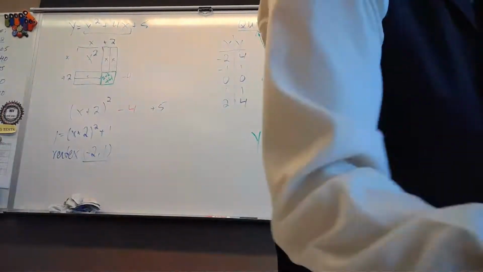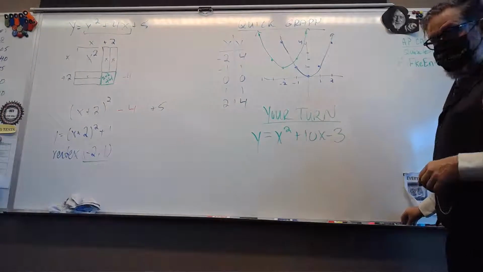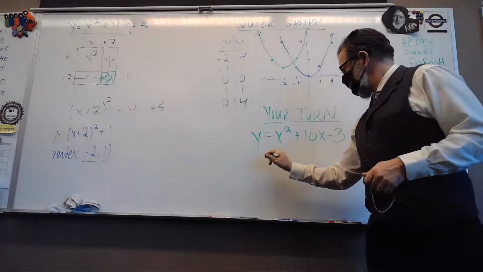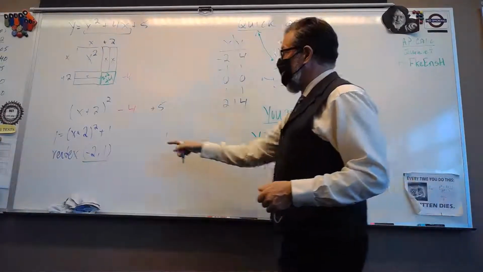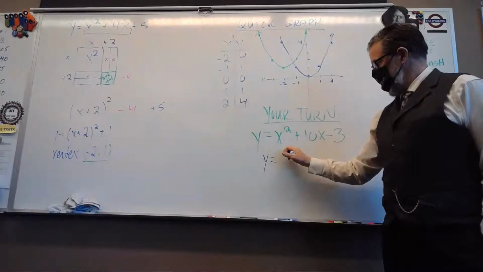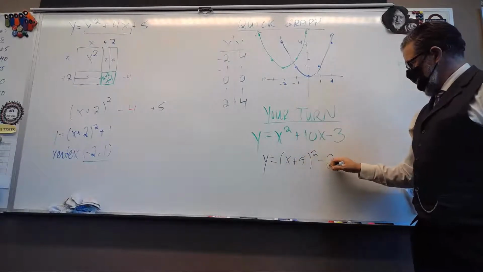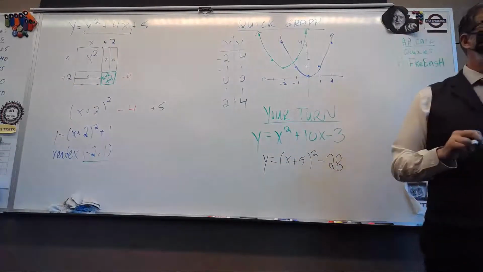Brooke, what's the vertex form of the equation? The vertex form? Yeah, this form right here. I got y equals (x plus 5) squared minus 28. We all good with that?